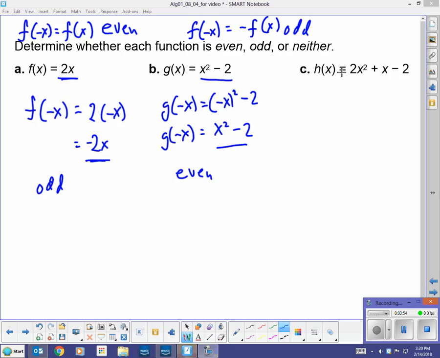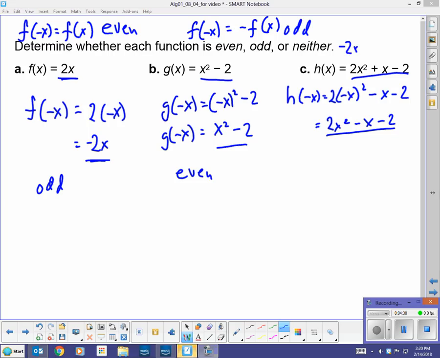And we'll try this one over here. h of x equals 2x squared plus x minus 2. So I'll say h of negative x equals 2 times negative x squared minus x, or plus negative x, or minus x, minus 2. And so negative x squared is still, negative times a negative is a positive, so 2x squared minus x minus 2. Okay, so this does not equal this, but it's not the opposite of it either. If it was the opposite of this, it would be negative 2x squared minus x plus 2, which it's not. So it's not the same as the original one, and it's not the opposite of the original one. So in this case, this is neither.